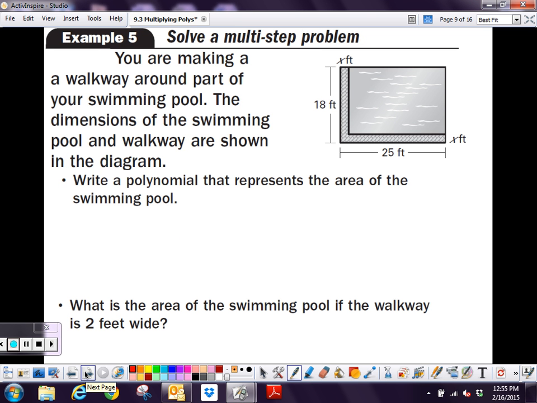Okay, let's look at this one. You're making a walkway around part of your swimming pool. The dimensions of the swimming pool and walkway are shown in the diagram. Write a polynomial that represents the area of the swimming pool.